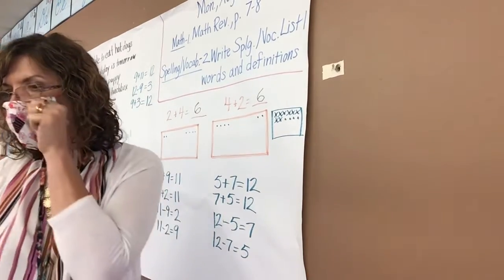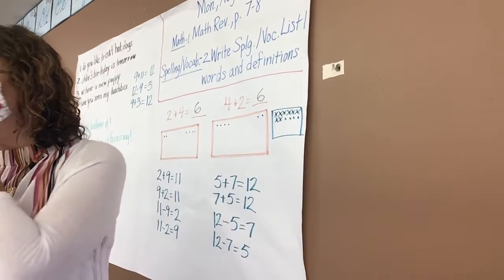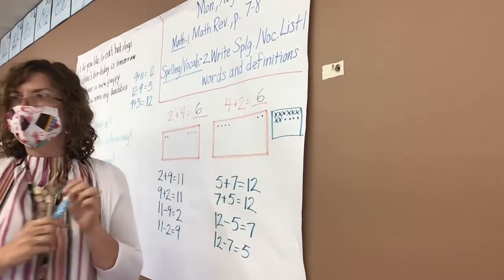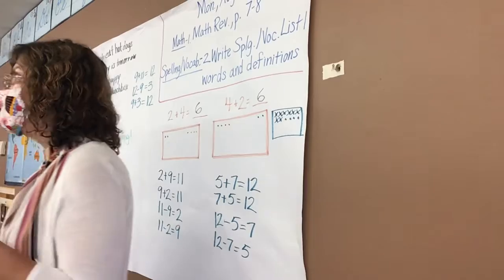And then you need to draw a picture of it, just like we did with the acorns, except you're going to do 5 dots on this side and 6 dots on that side. And if you counted all the dots, it would be 11.